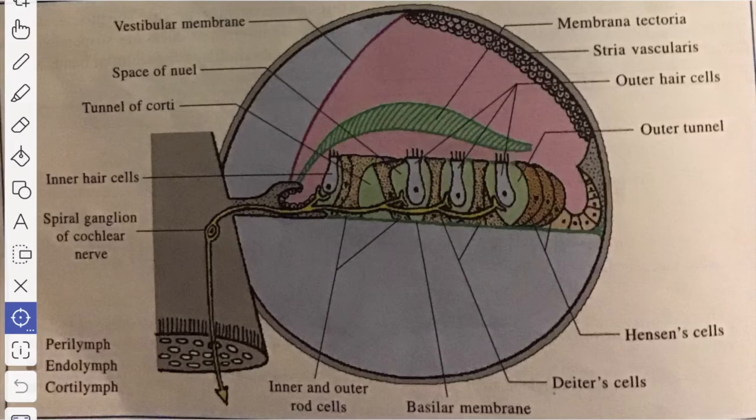The reticular lamina is a delicate membrane formed by tight junctions of the edges of several phalangeal processes, and they extend from the heads of the outer rod cells to the external row of outer hair cells. The reticular lamina presents circular holes for the free ends of the outer hair cells.